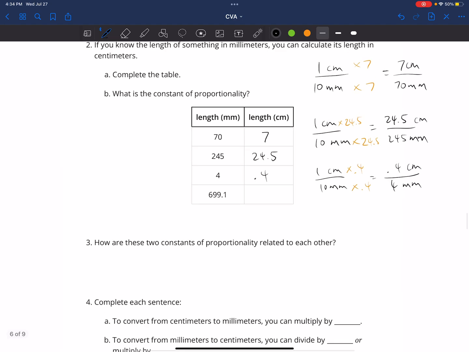Now, as you can see, I think there's a pattern. I think you guys might be seeing it too. You're just dividing by 10 each time. Watch, I'll show it to you.